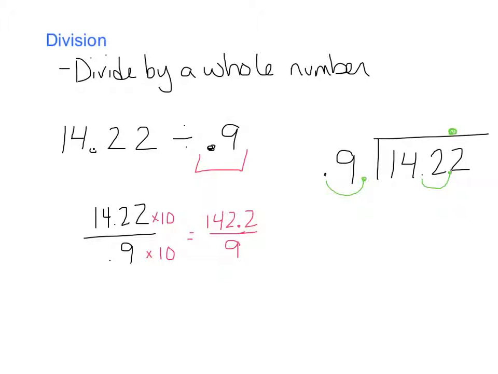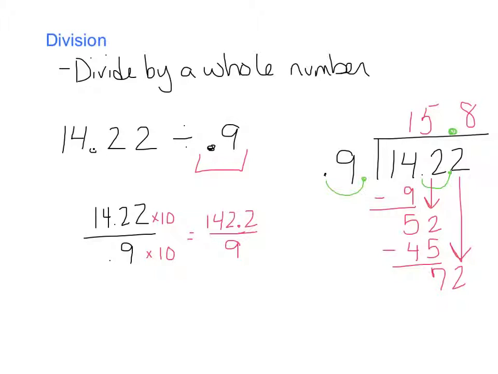So 9 goes into 14 one time. 1 times 9 is 9. Subtract 14 minus 9 is 5. Bring down the 2. 9 goes into 52 5 times. 5 times 9 is 45. Then I subtract, I have 7. Bring down the 2. 9 goes into 72, and it's going to be 8 times. So my answer is actually going to be 15.8.